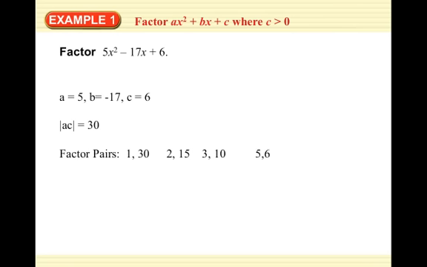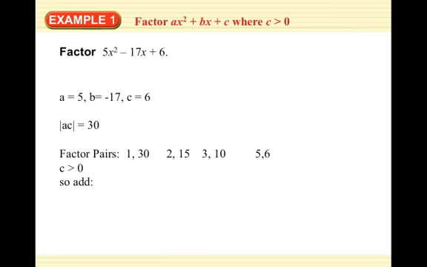5, yes, 5 and 6. 6, yes, 6 and 5. Oh wait, that's a repeat. We already have 5 and 6. 6 and 5 is just the same thing in a different order. So we cross that one out and we know we're done. If you start with 1 and count up by ones, once you hit a repeat, you know you've considered all possible combinations.